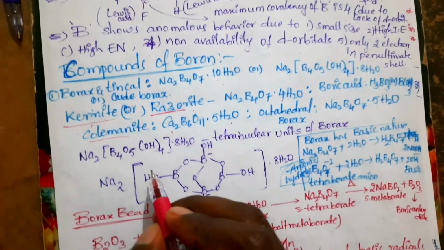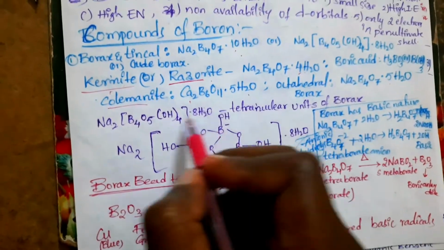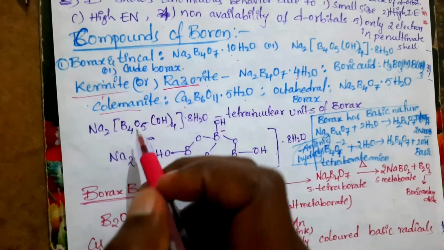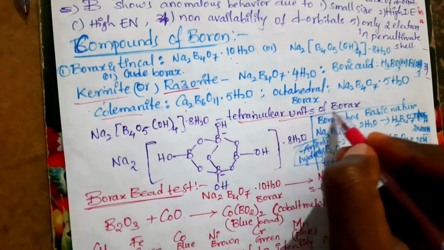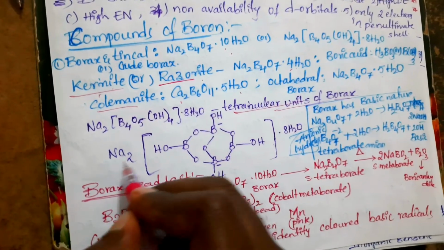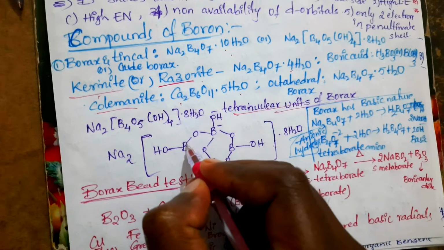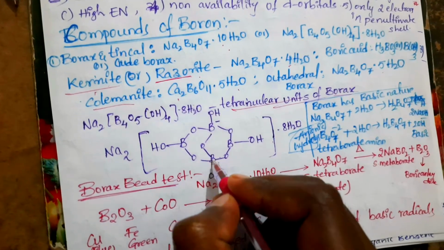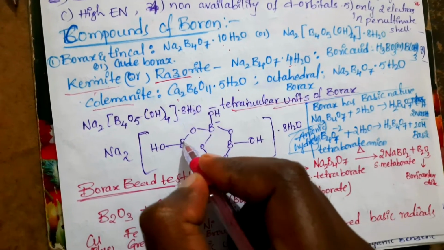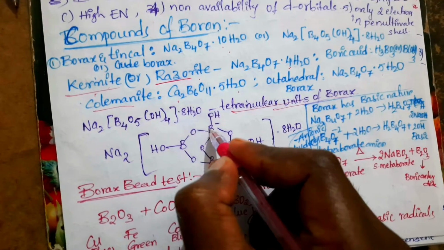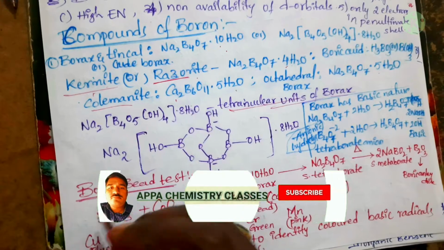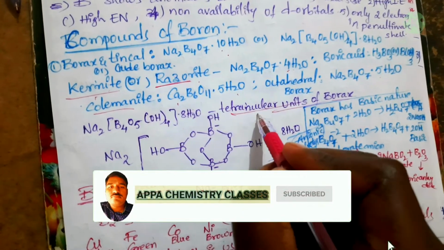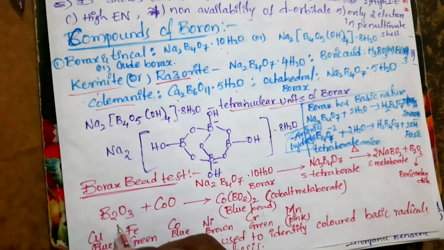Now you can see here the tetranuclear units of borax. Here how many 6-membered rings are there? Now you see this is one 6-membered ring. How many atoms are involved? 1, 2, 3, 4, 5, 6. One 6-membered ring, another 6-membered ring. So two 6-membered rings are present in the tetranuclear unit of borax.